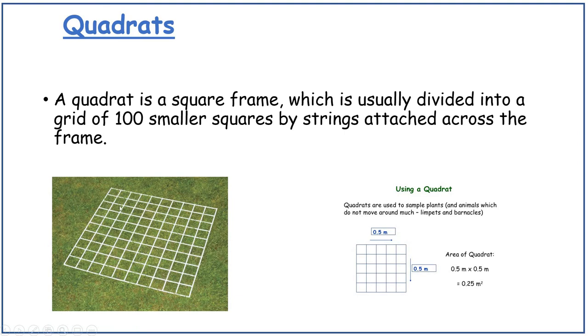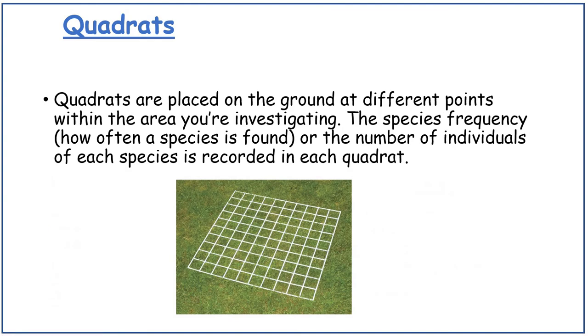Most of them are a metre squared, but it's important to notice that not all of them are. Some of them are half a metre by half a metre, and therefore you have to times the length by the depth, which would give 0.25 metres squared. So quadrats are placed on the ground at different points within the area you're investigating, and the species frequency, i.e. how often a species is found, or the number of individuals of each species, is recorded in each quadrat.